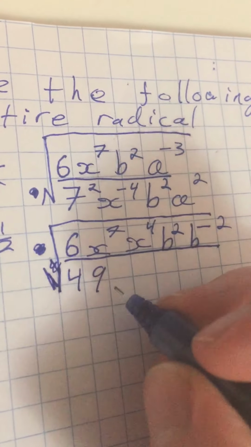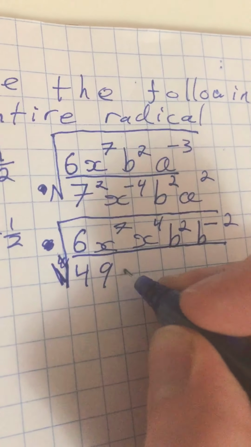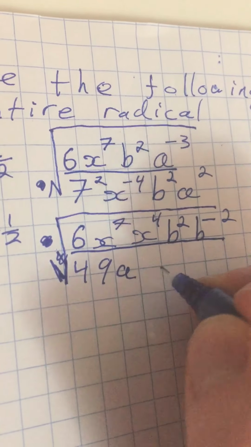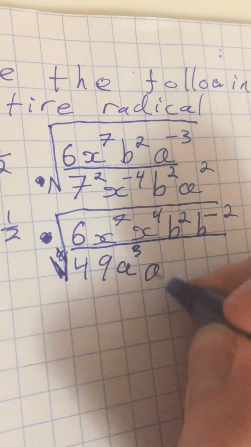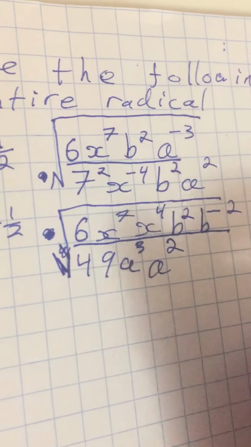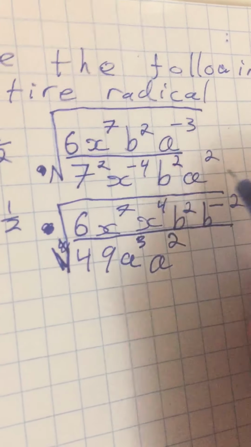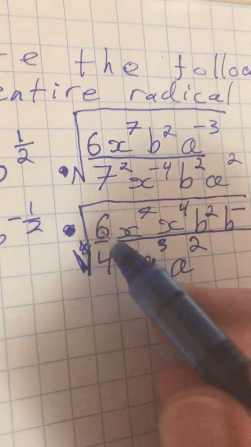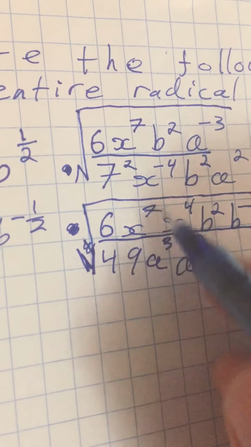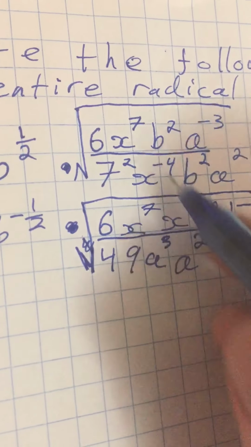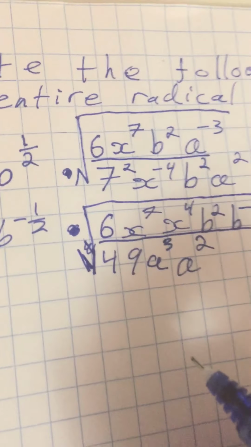And I'll take this a to the negative 3, and I'll put that on the denominator as a to the 3, and then I have to multiply that by a to the 2. So I'm going to do a quick check that I have all the terms copied. So 6, 6, 7, 7, x to the 7, x to the 7, x to the negative 4, 4. Yeah, so it all looks right here.